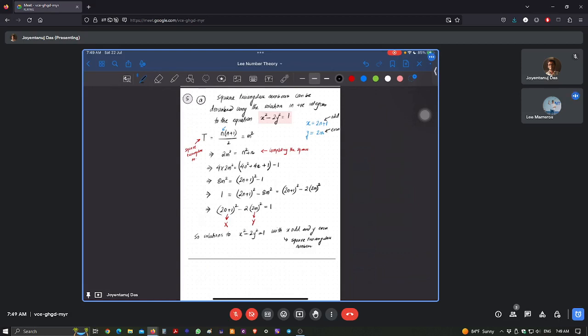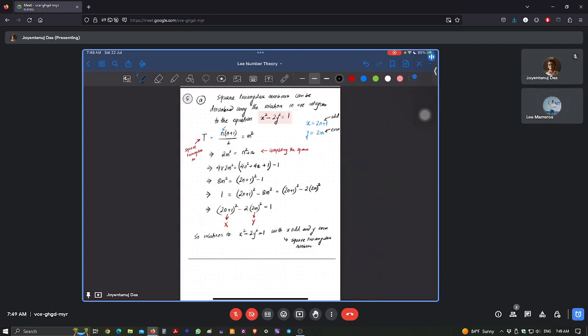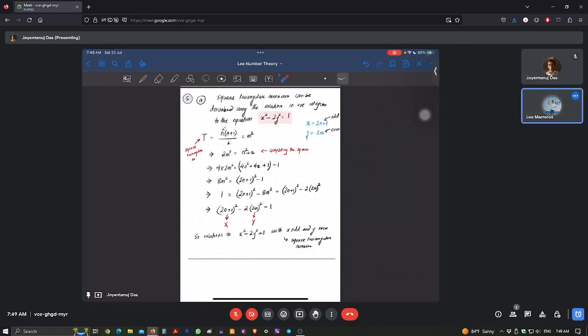It's not going to be any x and y. This equation x squared minus 2y squared equals 1 can have other solutions also, where x is not odd or y is not even. So that will not correspond to a triangular number. So that is the idea.